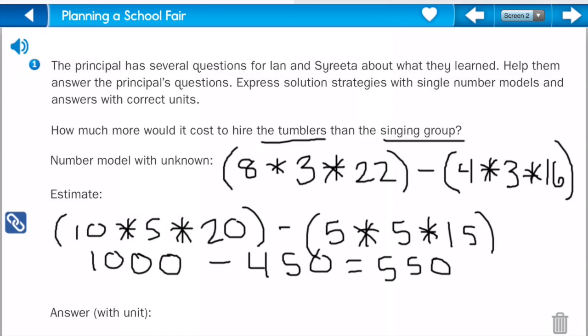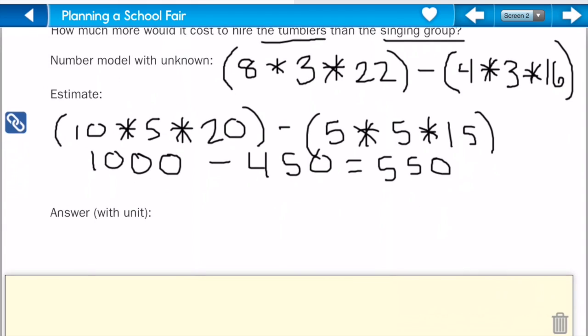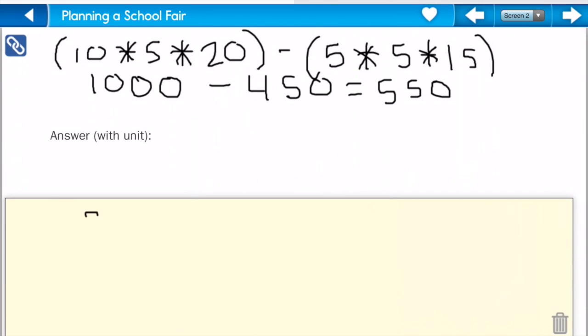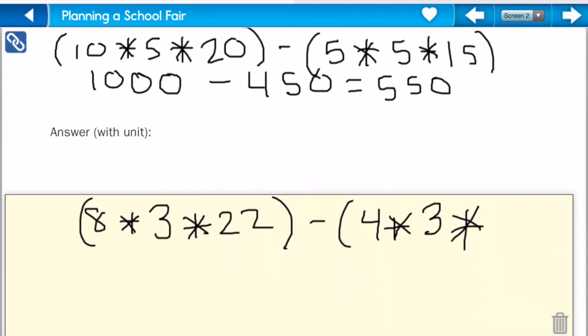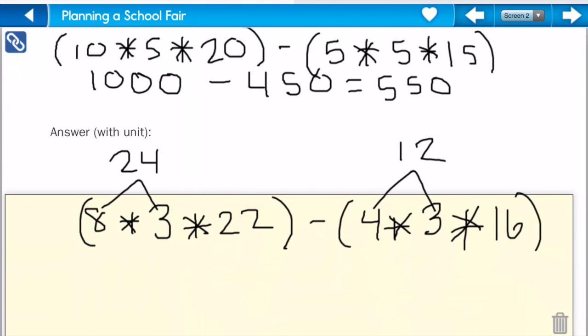So, okay. Now let's actually do our work. For the first part, I'm going to come down here to do my work. So I have 8 times 3 times 22 minus 4 times 3 times 16. Okay. So let's figure out what we do now. So I know in my head that 8 times 3 is what? It'd be 24, because that's a fact, and I know my facts. So that's 24. And if I come over here, I also know that 4 times 3 equals 12, because, like I said before, I know my facts.